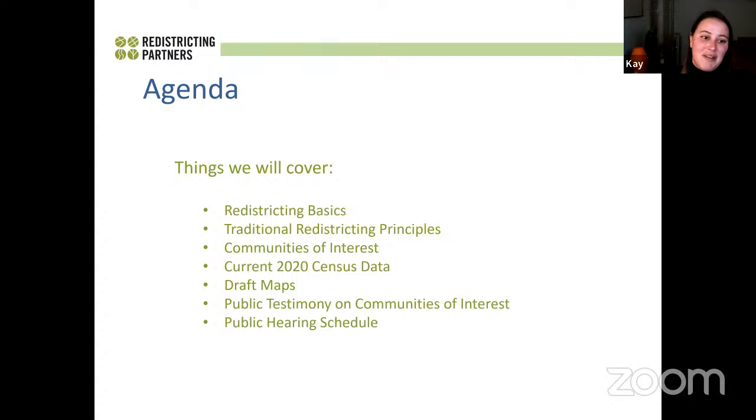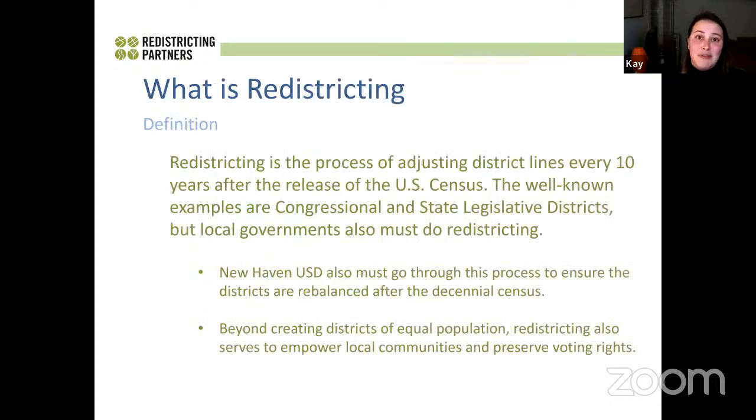So first, we are going to go over some redistricting basics, and then our traditional redistricting principles that we follow. We're going to talk about communities of interest, what they are, and give you some examples. We're then going to go over our current 2020 census data. We have 3 draft maps for you tonight. And then we are going to take public testimony on communities of interest and then go over our public hearing schedule.